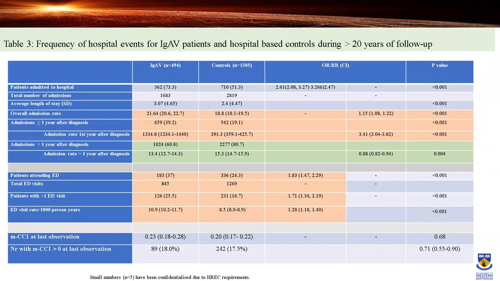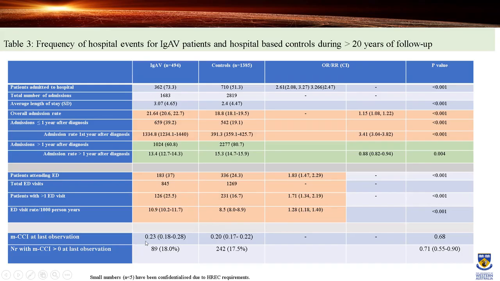What this meant in terms of the hospital admissions and ED visits is shown in this slide, where we noted a slightly increased hospital admission rate in IgA vasculitis patients of 1.15. But that was largely due to a highly increased rate in the first year following diagnosis, while the rate in the years after has actually been a bit lower in IgA vasculitis patients than the controls. In terms of ED visit attendance, we found that IgA vasculitis patients do have an increased rate that is not only in the first year after diagnosis, but persists for many years thereafter.